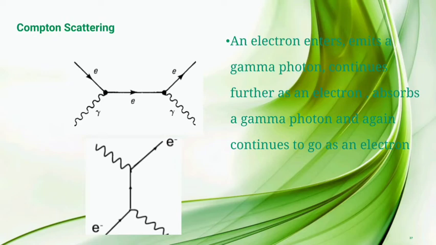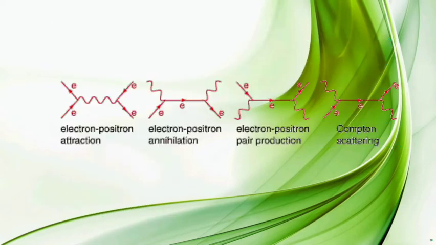An electron enters in this way and emits a gamma photon here, and then continues further as an electron. Then it continues in this direction in time, and absorbs this gamma photon. Then the electron continues on its own path. Here is electron-positron attraction, here electron-positron annihilation, electron-positron pair production, and Compton scattering. All the Feynman diagrams in one place for these fundamental interactions.